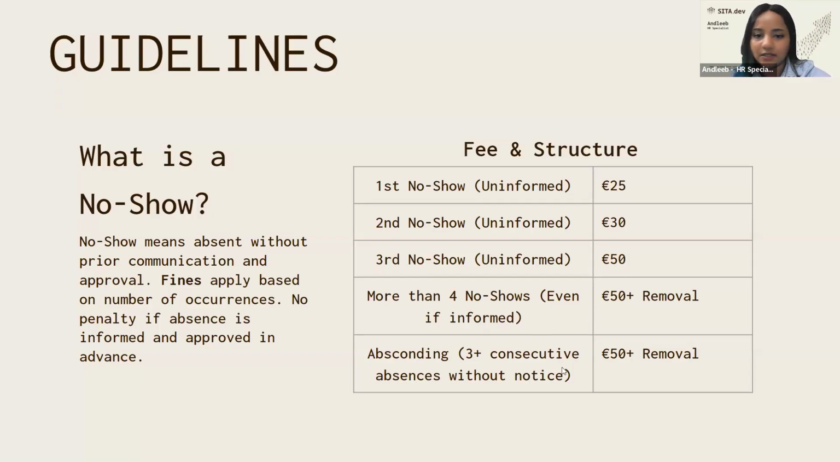Maybe let me just read it out for you. The very first no-show, which is uninformed, will cost around 25 euros. Second, 30. Third no-show, which is uninformed, of course, is 50 euros. And more than 4 will lead to 50 euros plus removal. And if you have 3 consecutive absences without notice, it will be the same: you have to pay 50 euros and then there will be a removal.